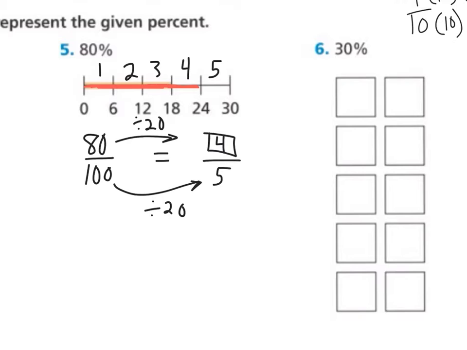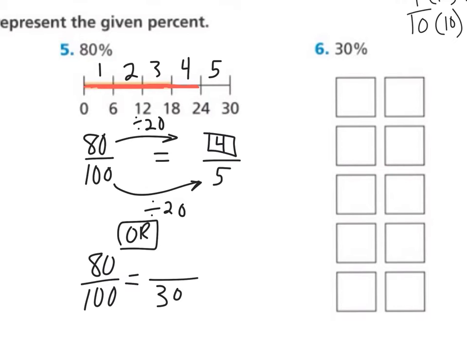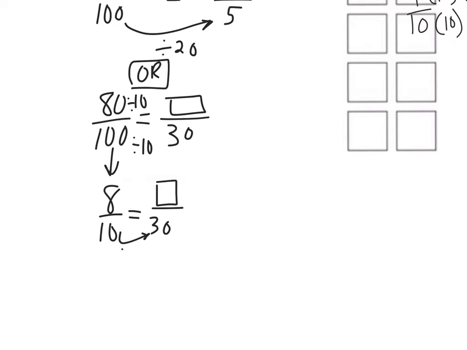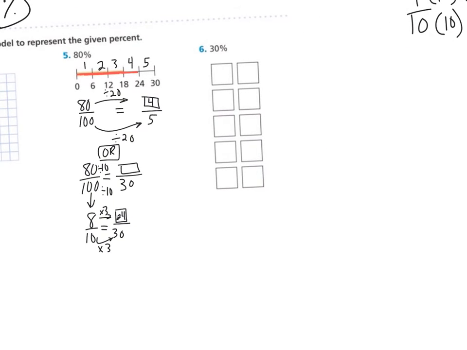Another option besides the way we just looked at it would be 80 out of 100 equals something out of 30. If you were doing the problem like this, the numbers don't work as well together, so probably the best thing would be to try to reduce this 80 hundredths. It reduces down to 8/10, for example, if we divide by 10. And now we can find a pattern, which would be multiplying by 3. And then 8 times 3 is 24. So that would be another way that we could figure it out. We would need to go to 24 on that number line.